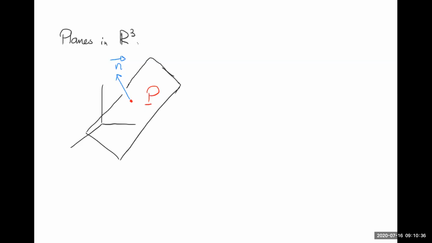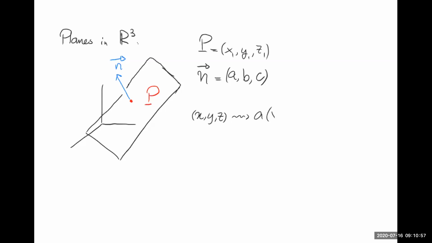So here, if the coordinates of P are x1, y1, z1, and the vector N is a, b, c, the equation for this plane is the set x, y, z, which satisfies this algebraic equation: a times (x minus x1) plus b times (y minus y1) plus c times (z minus z1) is equal to 0. Okay, that's the equation of a plane.